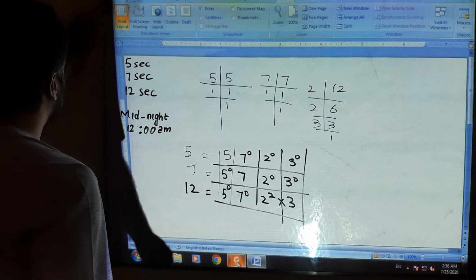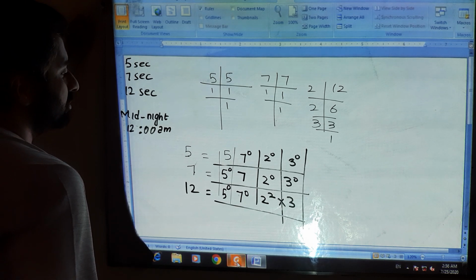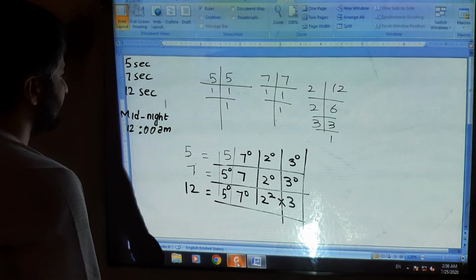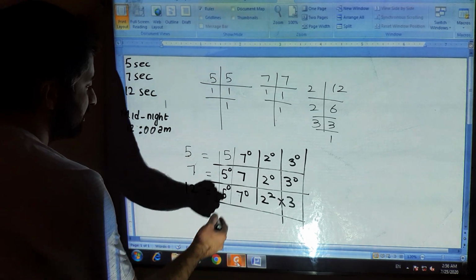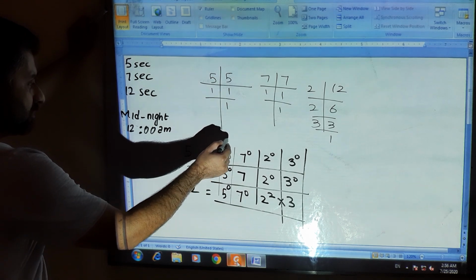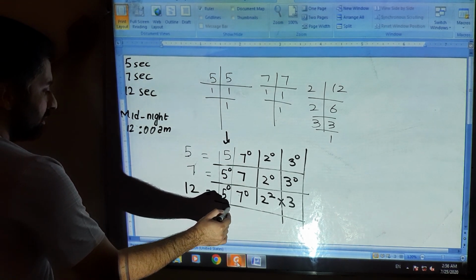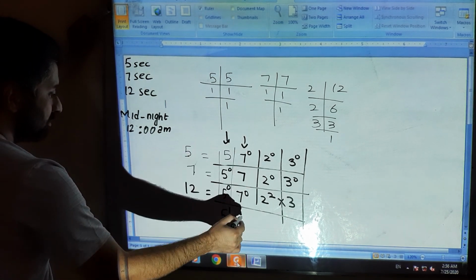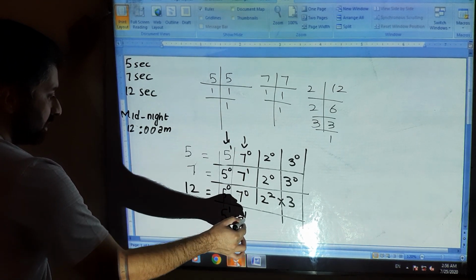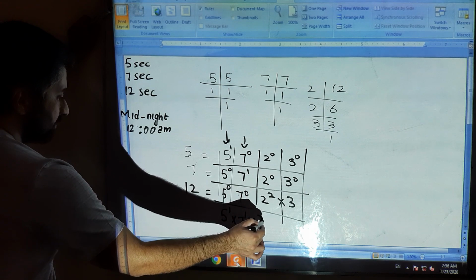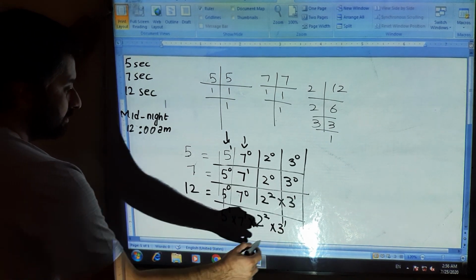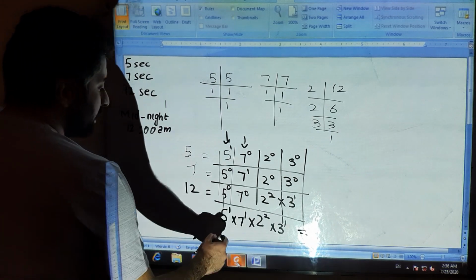Well, you may think that this is difficult to understand, but this process helps you to find HCF as well as LCM. Now we need to find the LCM, lowest common multiple. Take out the highest power from each column. 5 power 1 from this column, 7 power 1 from this one. From each column take out the highest power. In case of LCM, 2 power 2, 3 power 1. This is your LCM.